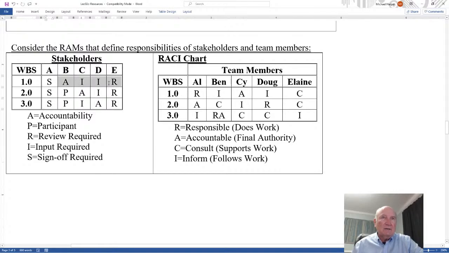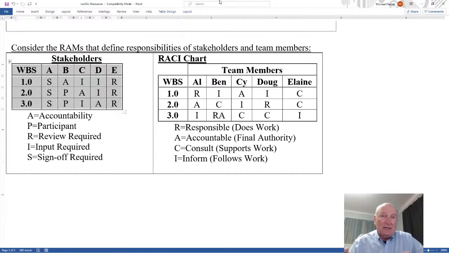input, review is required. So this could be distributed through all different kinds of stakeholders. Here, this communication begins with a RAM, stakeholder RAM, because this is how the stakeholders will be communicated.